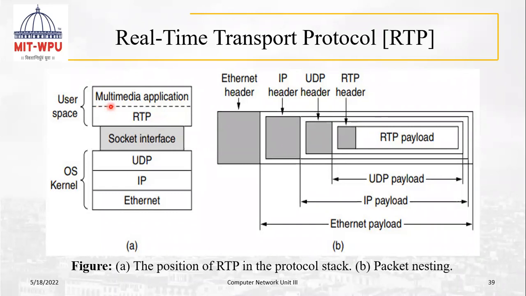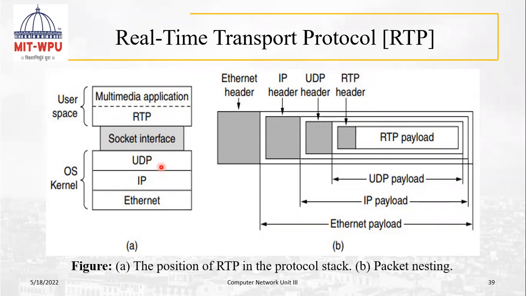Obviously it has to be a multimedia application, because RTP is used by most multimedia applications. For example, news channels, cricket broadcasting, all broadcasting channels and so on. So multimedia applications are the ones using the Real-time Transport Protocol. And then you have RTP, and you have to use UDP. Now here is the reason why you have to use UDP along with RTP.